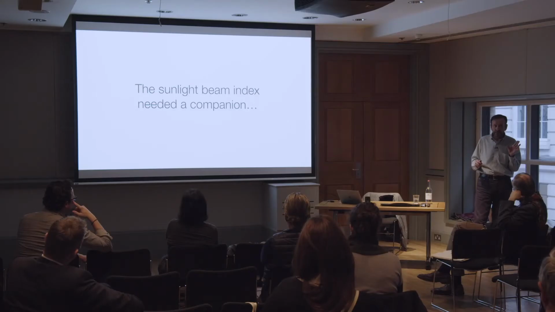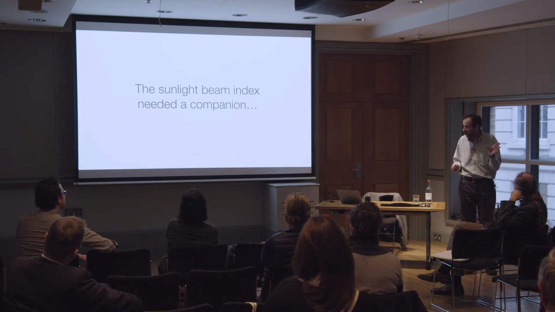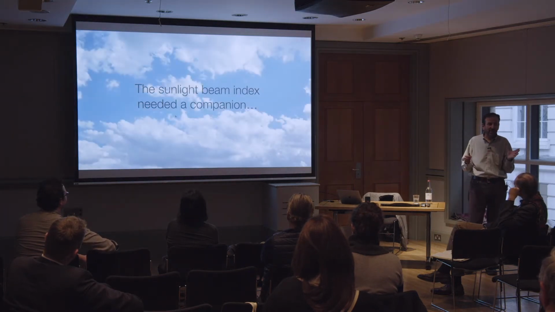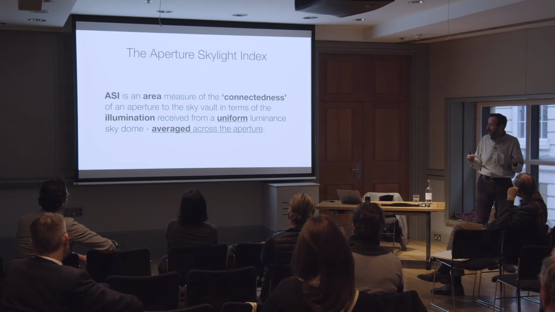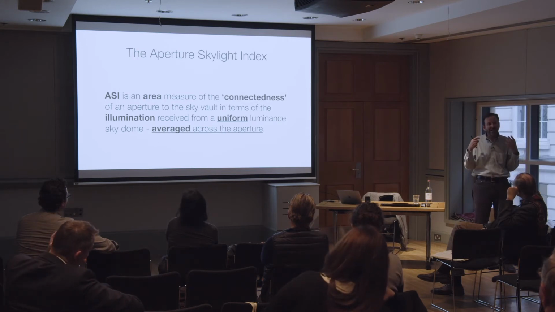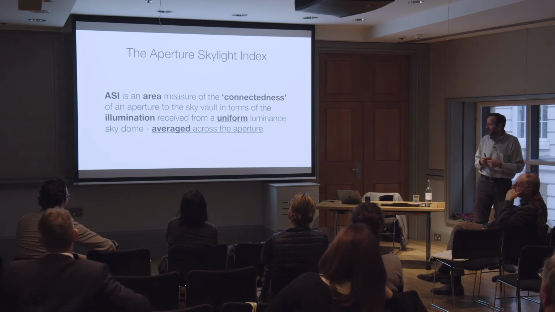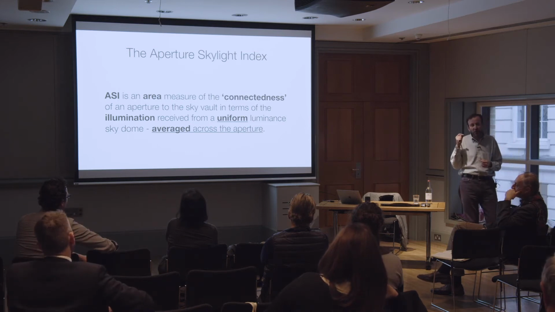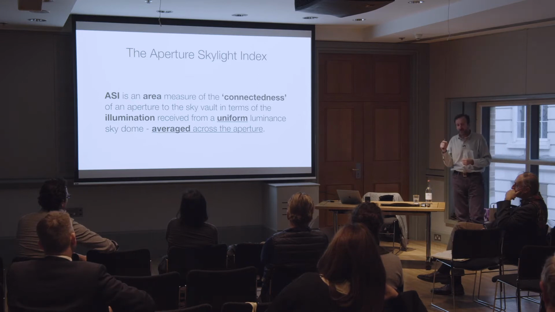It needed a companion. I thought, okay, we've got the sunlight part, and actually the skylight part is easier still, because the sky doesn't move. So this was incredibly easy. So the aperture skylight index, again, is an area measure of the connectedness of an aperture in terms of the illumination received from a uniform luminance sky dome, averaged across the aperture. So a small detour now, if we go on to that.